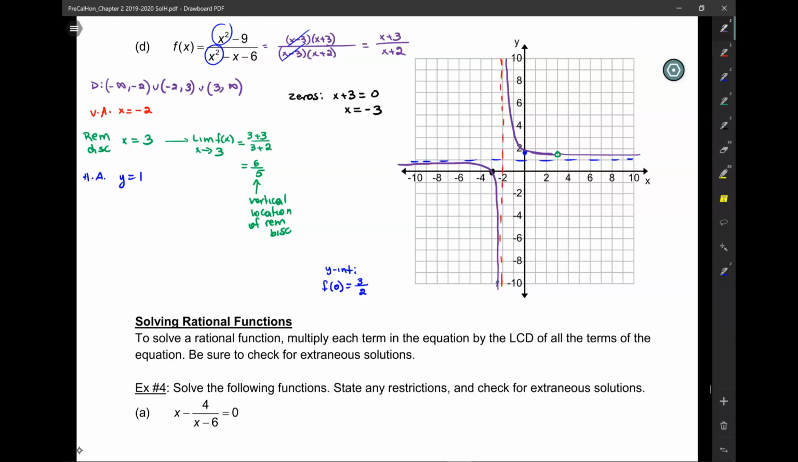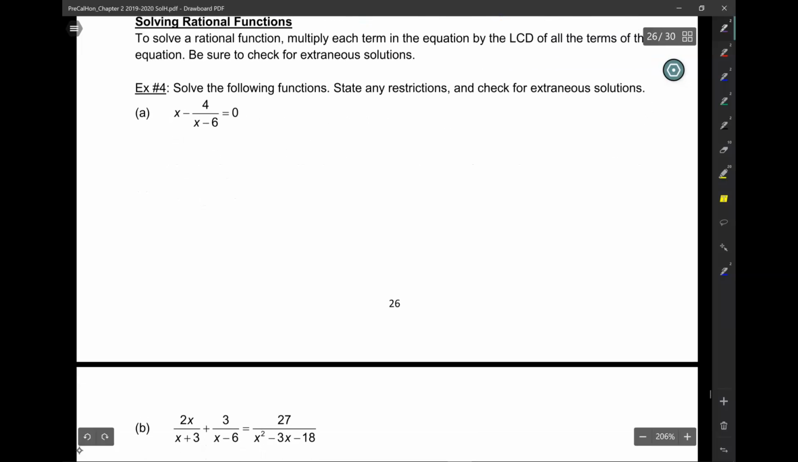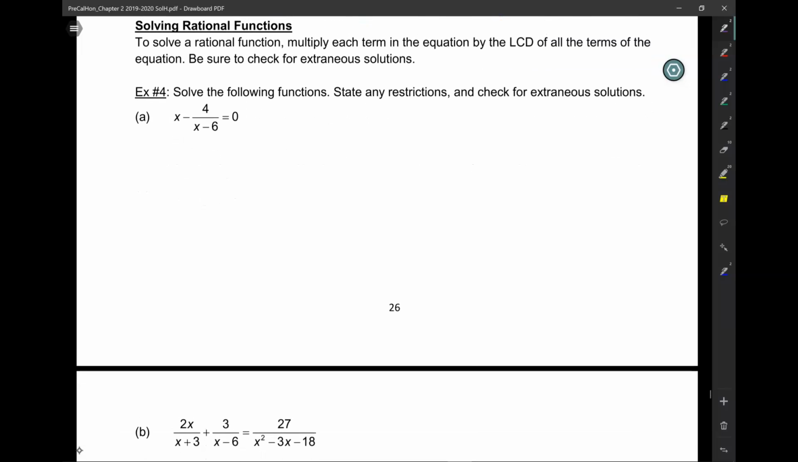All right. How to solve rational functions. We've done this before. Basically, to solve a rational function, you have to multiply each term by the LCD of the function, right? So here I have x over 1, x minus 6. The LCD is x minus 6. So I multiply everything by x minus 6.